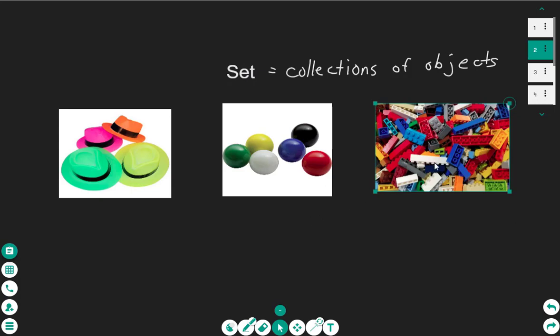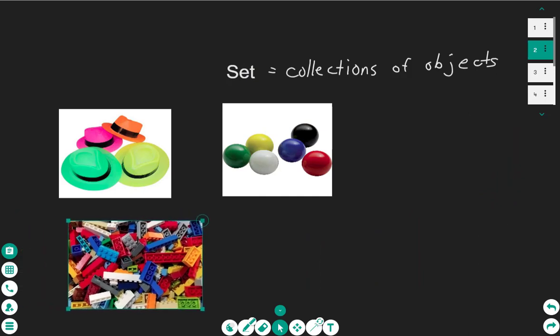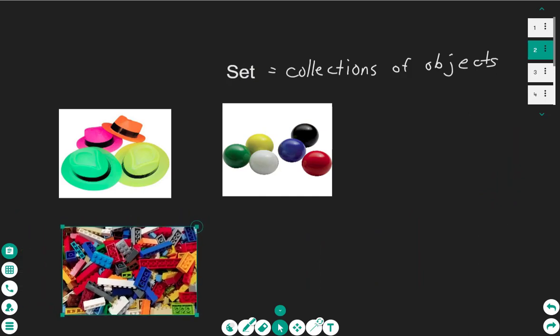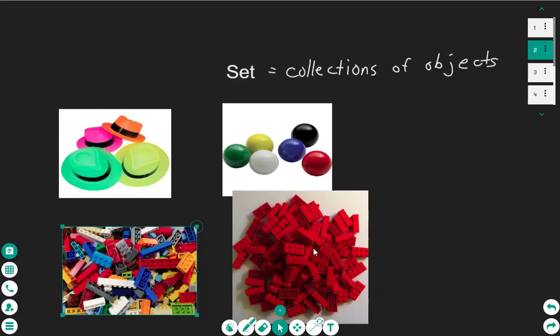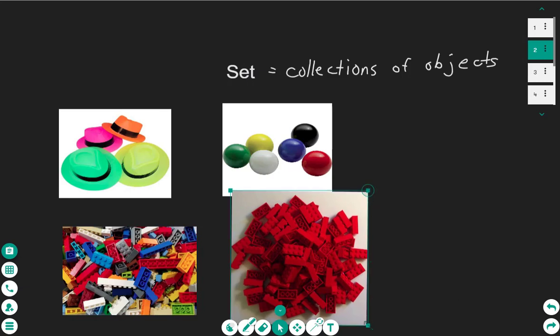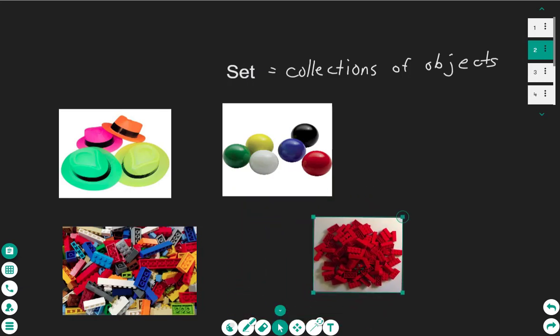Now, sometimes when we have a set of something, we like to have a set within a set, kind of a subset. For example, if I have this set of Legos, maybe I want to separate the Legos out so that I have a set of red Legos that came from the set of Legos altogether. So here I have my set of red Legos coming from the set of Legos. So we have a subset within a set, and that's very common in math.